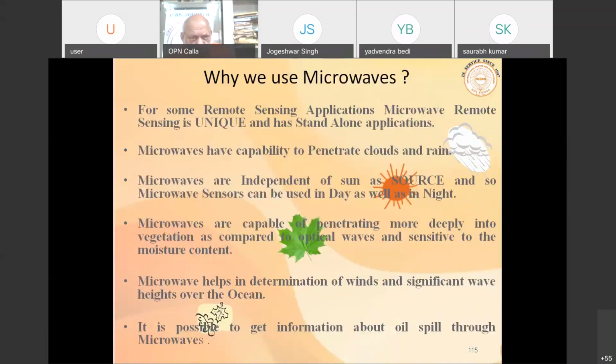And we use microwaves, because I have already told you yesterday the qualities of this. They can penetrate clouds and rain. They are independent of the sun as a source. They penetrate deeply into vegetation. They give winds and wave height over oceans. We get these and more, which I already talked about.